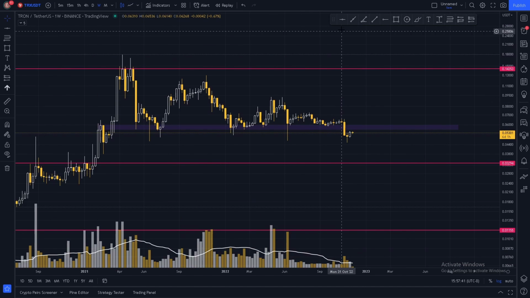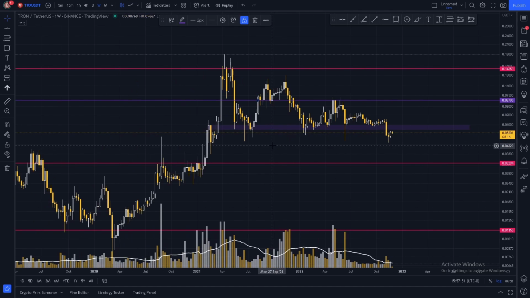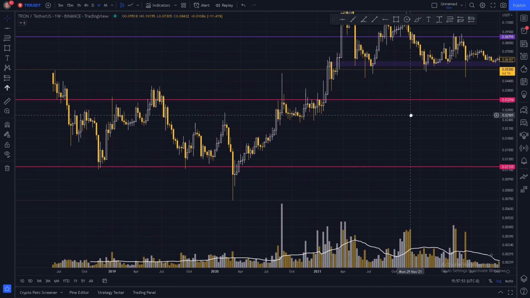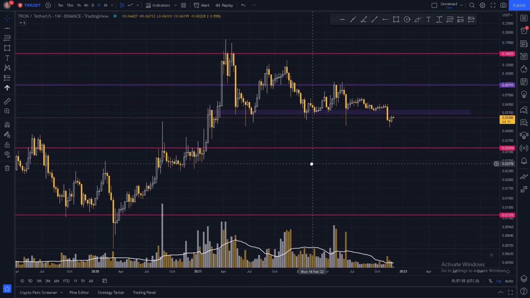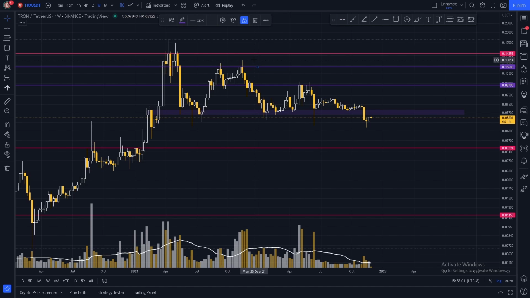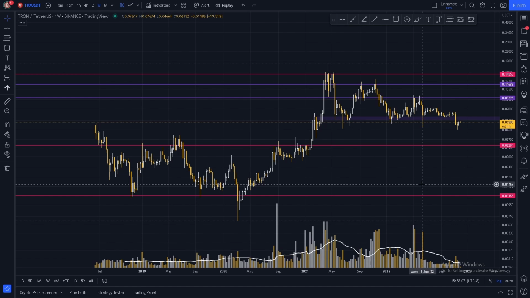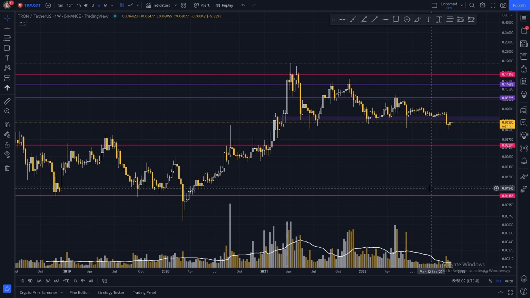Now, we also notice a key level right here. This price reacting as support and as resistance. So, we can also plot in a key level right here, as we see these two reactions acting as resistance. Now, these are all of our key levels plotted on the chart.